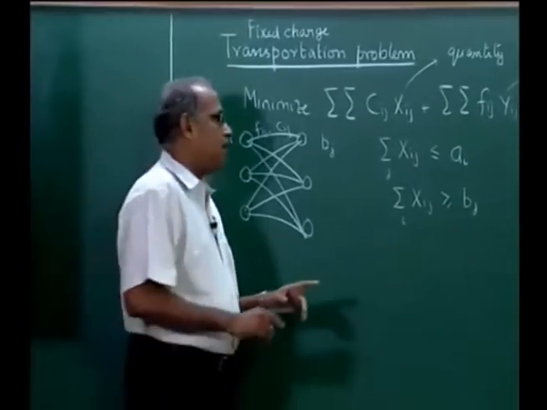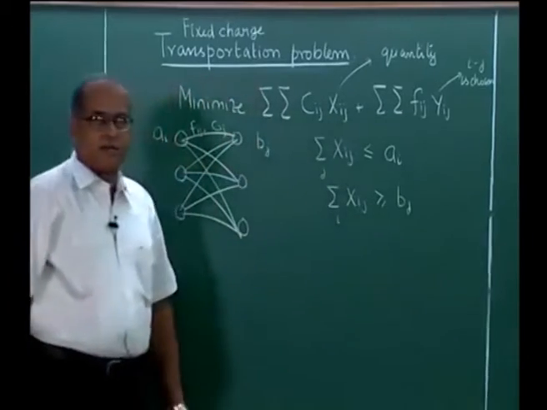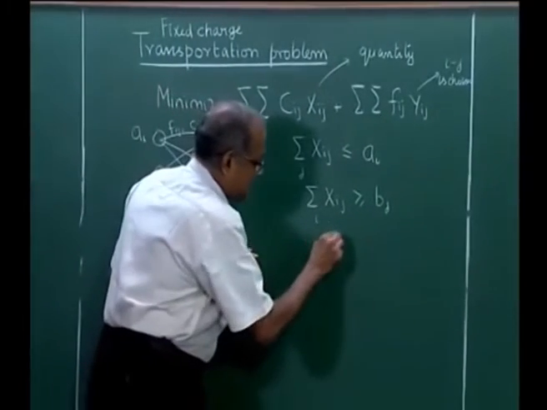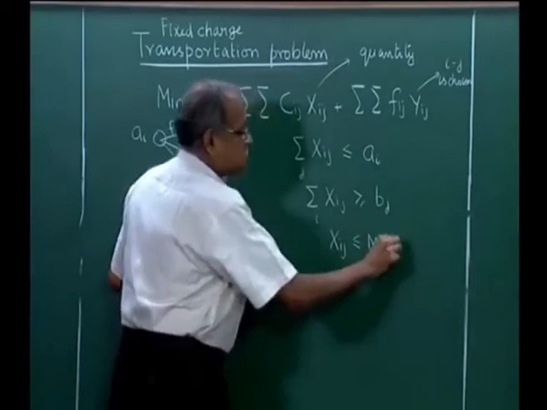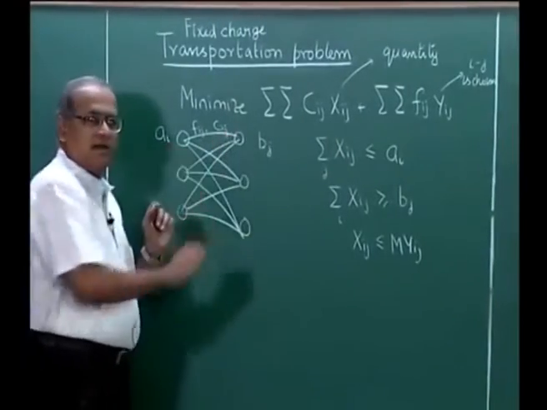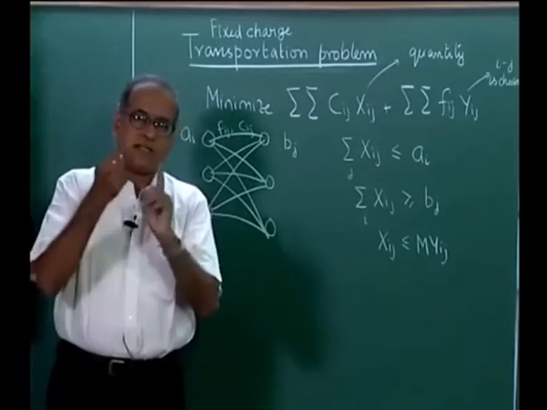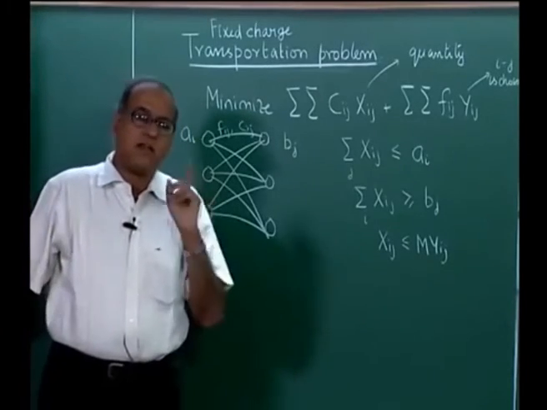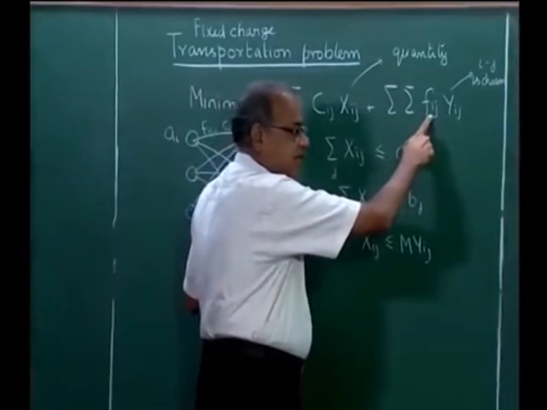Now we also have to relate the yij variables to the xij variables. So, xij is less than or equal to M into yij, which means that if I am transporting from a particular i to j, then I have to choose that arc first and then I transport, which means when I choose that arc, I incur the fixed cost of transportation.